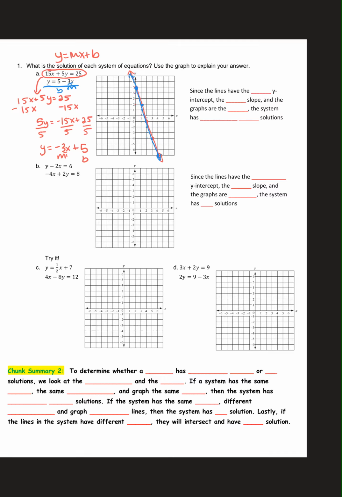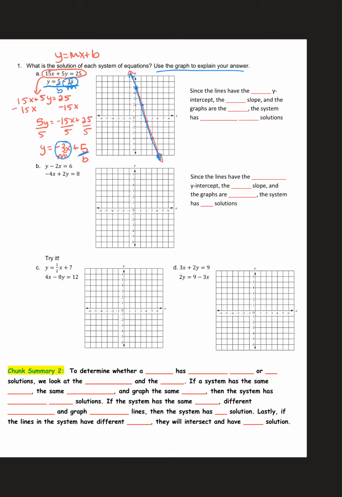Now, you can actually tell this without graphing, but since it says use the graph to explain your answer, you need to graph them. But look at the slope: negative 3 over 1, negative 3 over 1. And look at the y-intercept: it was positive 5 and positive 5. Those are the same. So they've got the same everything, which means they are the same line, okay?